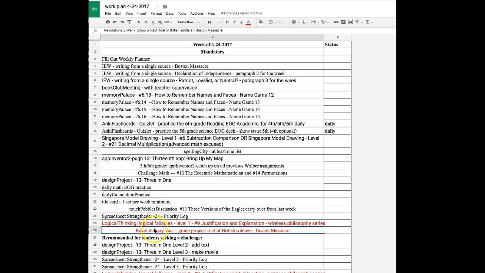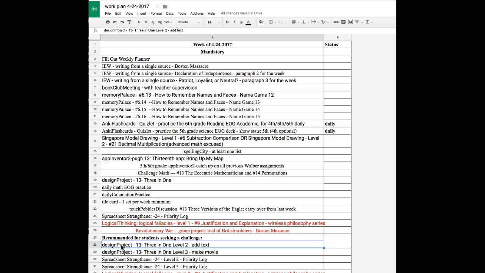Probably the most interesting of our projects for this week is a group project in which we'll ask the children to form a group that then reenacts a trial of the soldiers who were involved in the Boston Massacre, asking them to serve as prosecutor against those soldiers and as defense lawyer. So a group of between 2 and 5 students will reenact that trial based on their research, what they would say had they been a lawyer or a prosecutor in that.